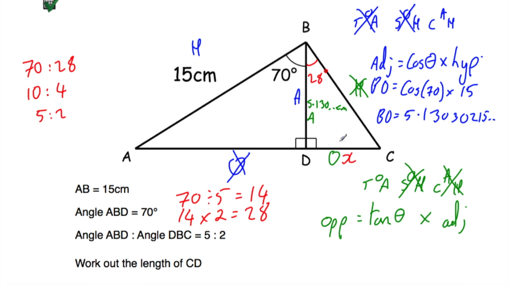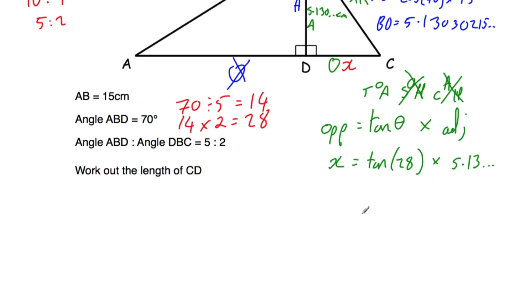Now let's substitute our values. The opposite, so that's going to be CD, or I've labelled it X, so I'm just going to call it X for the moment, is equal to tan of theta, so the tan of the angle, so tan, and then open up our brackets, 28, close brackets, and then multiply by the adjacent, and that's our 5.13 and so on. And I've still got that on my calculator display.